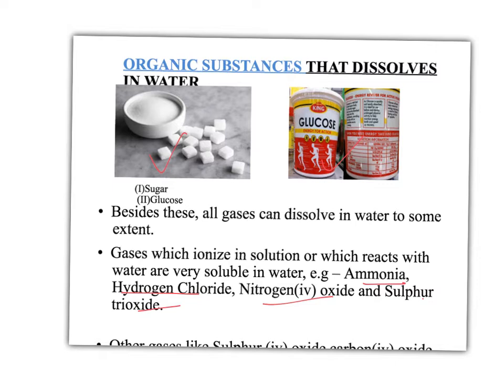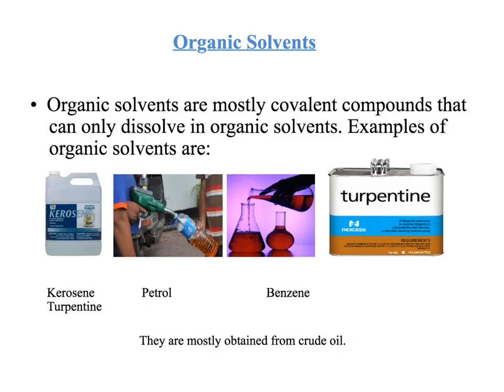And then the last part: there are gases that do not ionize at all in water. They are sparingly soluble. They are oxygen, nitrogen, and hydrogen. So these are gases that do not ionize in water. I think it's important you know these things. They might come out as one of the questions.